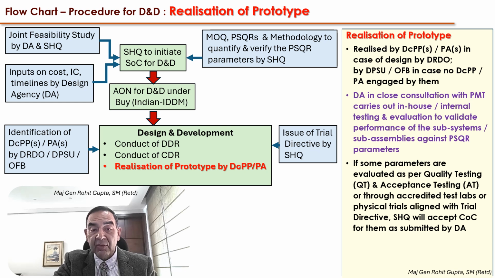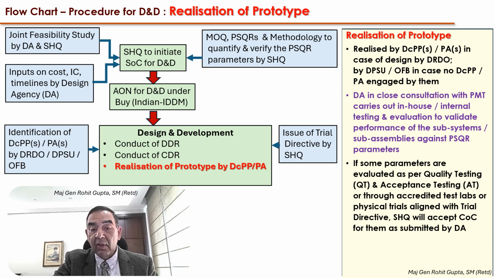There will be a number of stages through which the prototype would go. And all these agencies, including the design cum production partner and PA, in close consultation with the DA, with the PMT, the JPMT being reported to, go through the complete phase of prototype development.